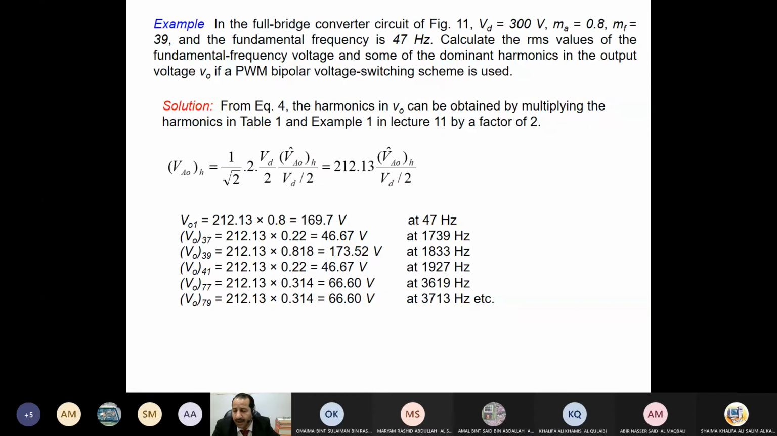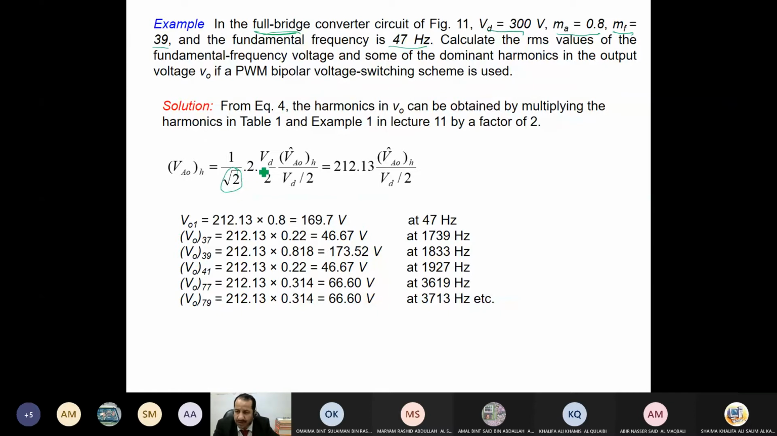Now let's apply the same example discussed in the previous session to the full bridge, two legs. It is the same example, but now it is full bridge, not half bridge anymore. The same voltage, the same amplitude modulation, the same frequency modulation 39, and the same fundamental frequency. Also, he asked me to find the RMS value of the output voltage plus some dominant frequencies, similar to the previous example. Now, because it is RMS, I will divide by square root 2.